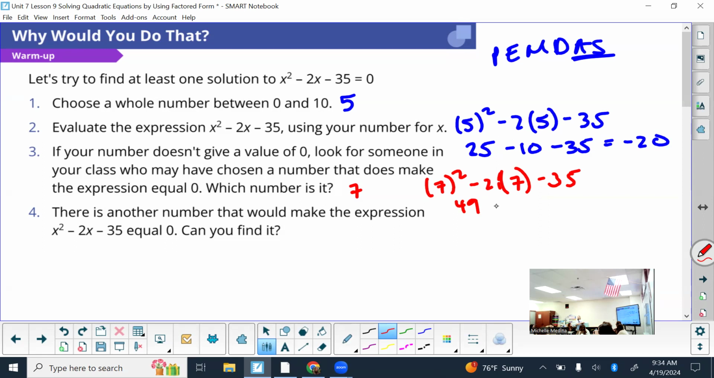What's that? -14 minus 35. So now from left to right, do your subtraction. What's 49 minus 14? What's 35 minus 35? Okay, good. So 7 is the number that makes it work. So 7 is a solution. Solutions are values for the variable that make the statement true. Questions so far?